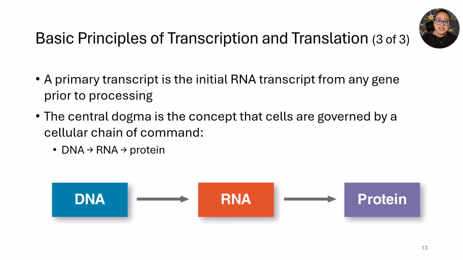So this process is overall called the central dogma of biology, or of molecular biology. A dogma is like a belief. So this is like a core belief. This is a fact. This is the concept that cells are governed by a cellular chain of command: DNA to RNA to protein.